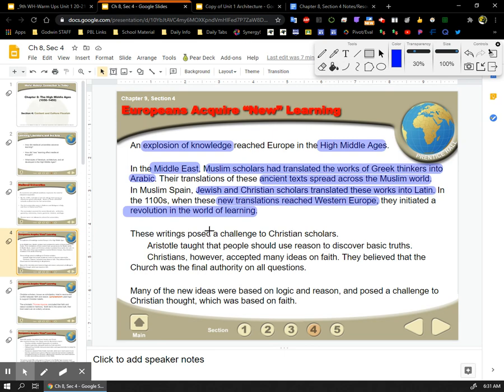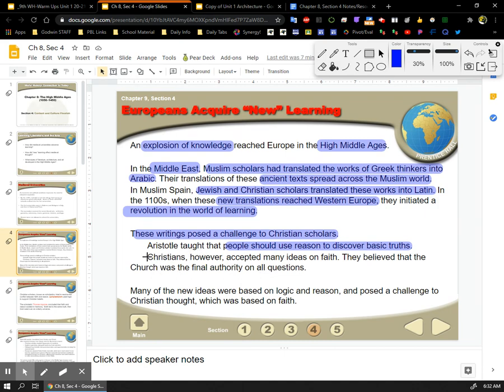This is going to be an issue, though. The predominant religion in Europe at the time was Christianity or Catholicism, and these writings are going to pose a challenge to that. All right, the thought here is, and it comes all the way back from Aristotle, people should use reason to discover basic truths. So if you have a question or something you want to research, you need to discover that.